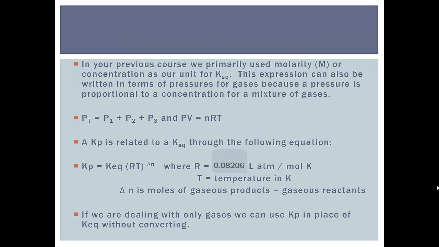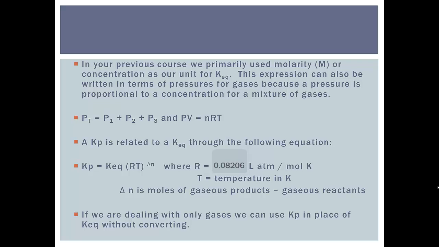In our previous courses, we primarily used molarity or concentration as our measure for Keq. This expression can also be written in terms of pressures for gases because a pressure is proportional to the concentration for a mixture of gases, using the idea of the partial pressure law, PT equals P1 plus P2 plus P3, etc., and PV equals nRT. You can label your K as a Kp, meaning in terms of pressure, and it's related through the following equation. Kp is equal to Keq times RT raised to the change in n.